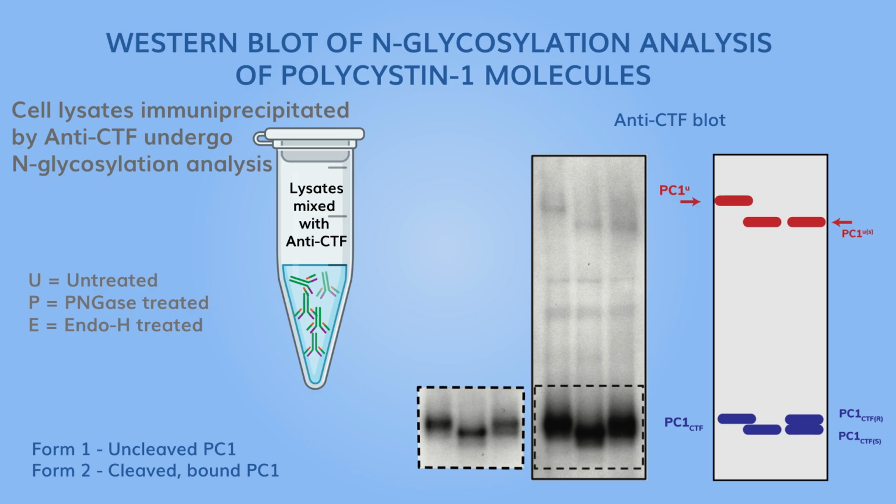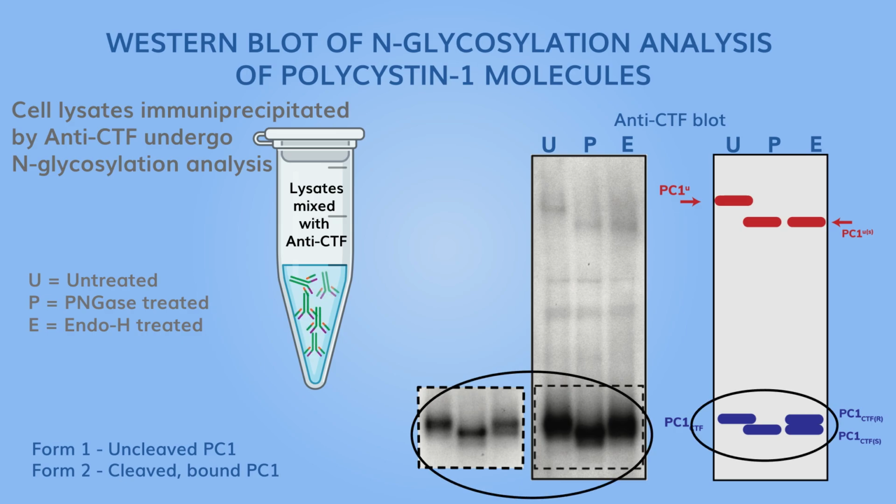Cell lysates are immunoprecipitated with anti-CTF antibodies. The IP products are either untreated, indicated by U, or treated by PNGase-F or endo-H, indicated by P or E, respectively. Because polycystin-1 is almost entirely cleaved, the most prominent band visible is the PC1 CTF. A very small amount of uncleaved polycystin-1 is visible at the top of the gel.